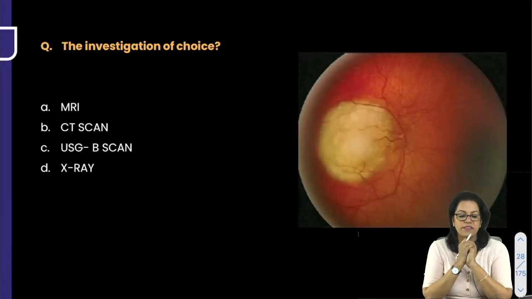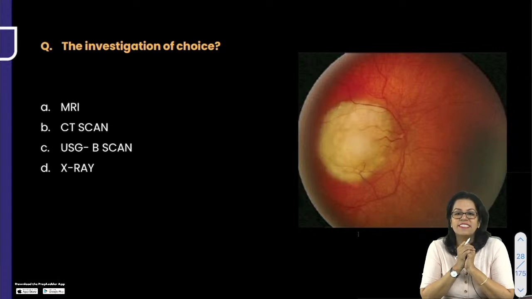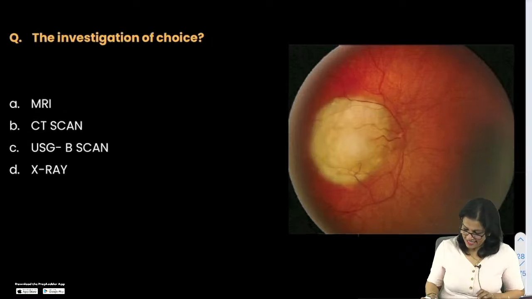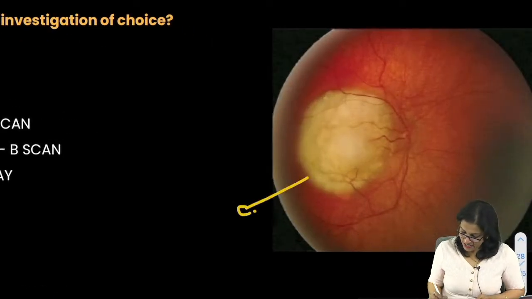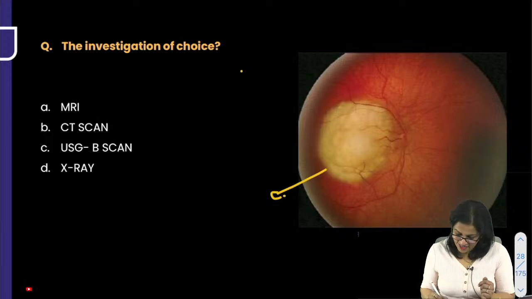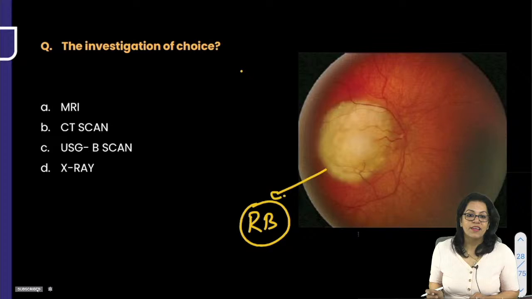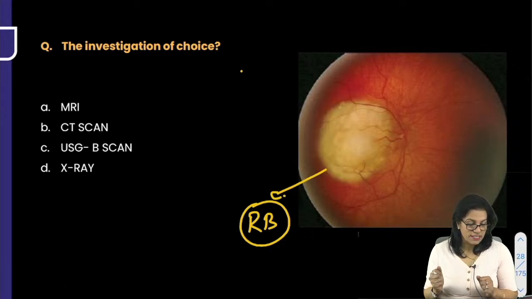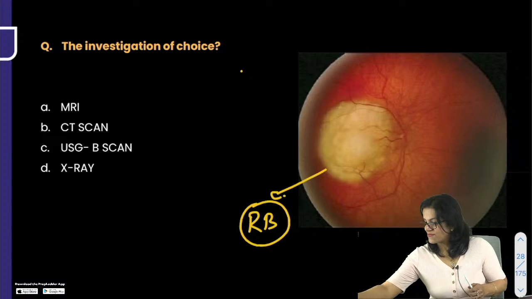Okay, we come to the next question. Answer me this. Interesting question. The investigation of choice. What are you looking at? This is a tumor in the retina, and most commonly, at our level, we will be talking about retinoblastoma. Now can you tell me what the investigation of choice is here? Come on, answer me, otherwise I will start feeling bored.